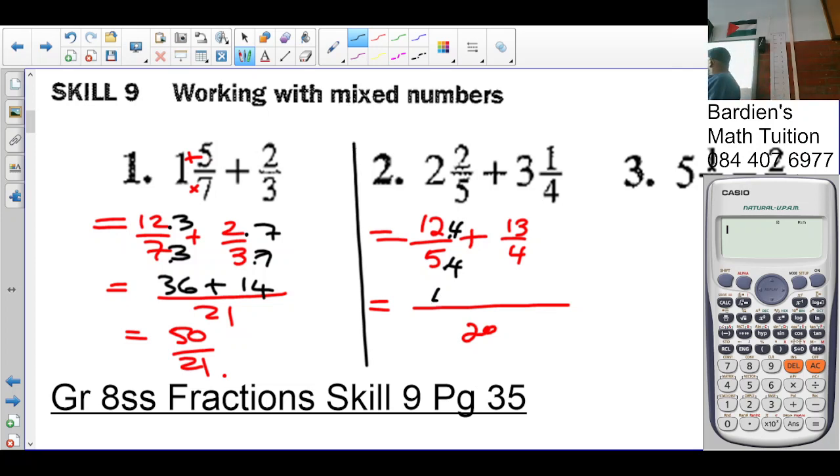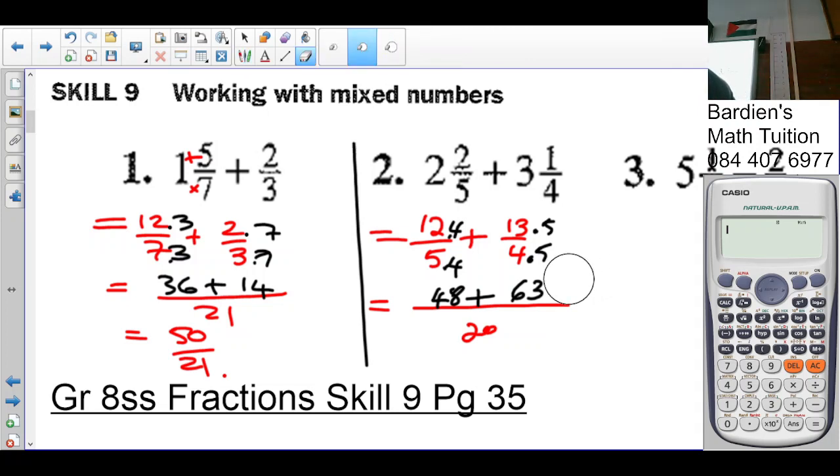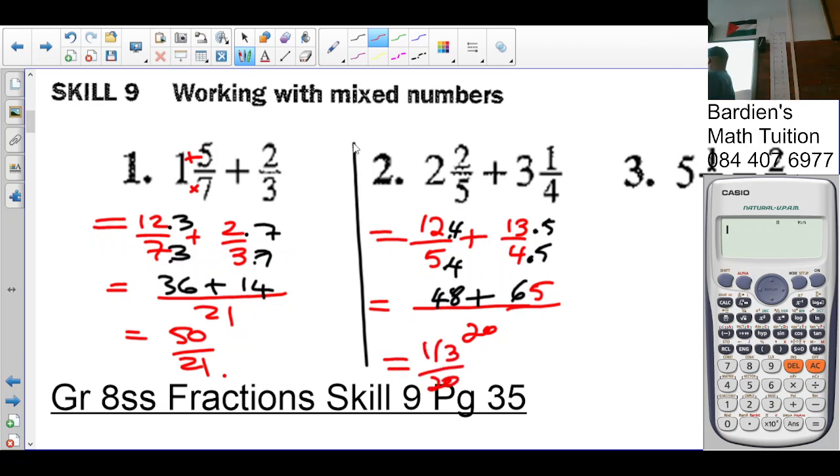Okay. So 12 times 4 is 48 plus, you must times that by 5. 13 times 5 is 65. Is that correct? 65. Sorry, 65. Absolutely correct. My mistake, 65. Now what? It's going to give you 113. Is that correct? So it's going to be 113 over 20. Or can be written as 5 and 13 over 20. You all agree with that?